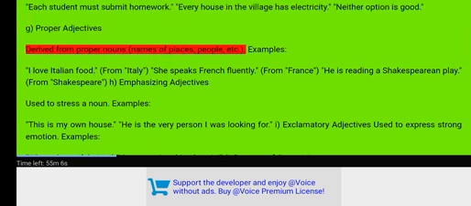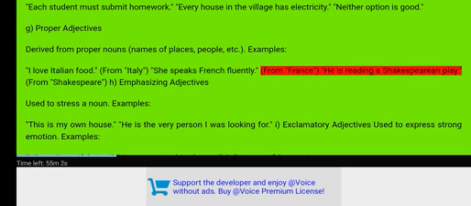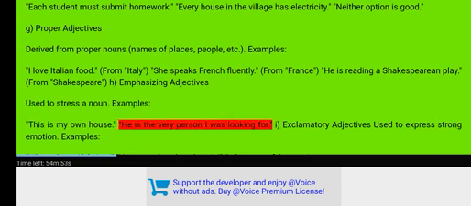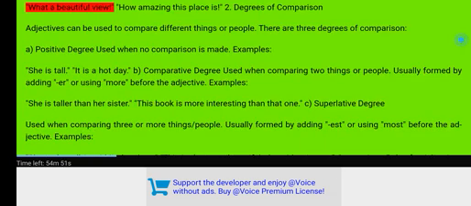G. Proper adjectives are derived from proper nouns, names of places, people, etc. Examples: I love Italian food, from Italy. She speaks French fluently, from France. He is reading a Shakespearean play, from Shakespeare. H. Emphasizing adjectives are used to stress a noun. Examples: This is my own house. He is the very person I was looking for. I. Exclamatory adjectives are used to express strong emotion. Examples: What a beautiful view. How amazing this place is.